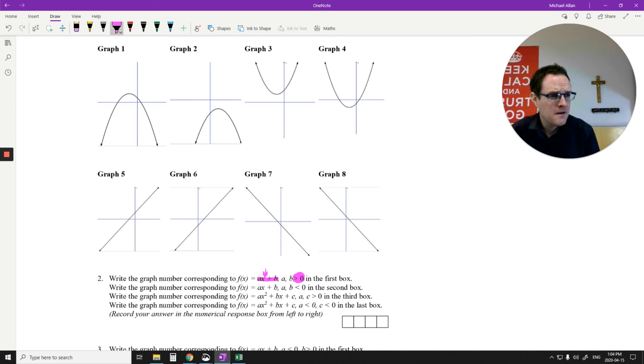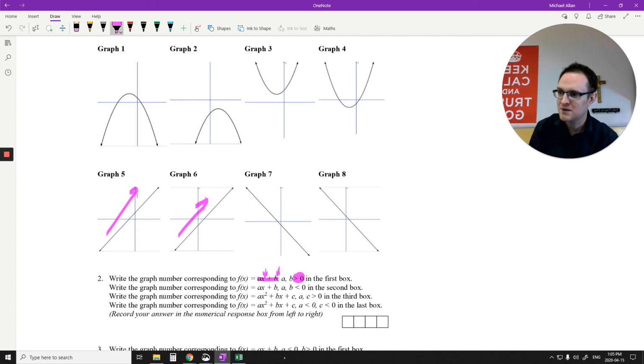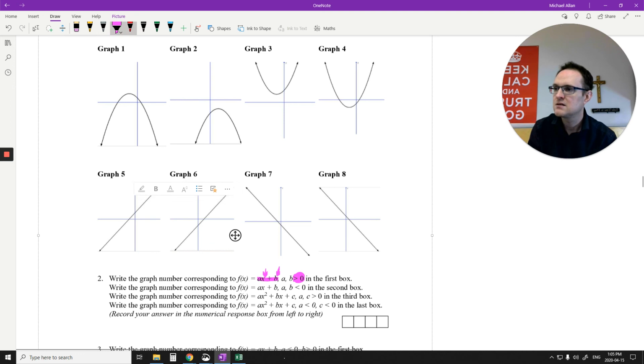I'm going to sneeze. Excuse me. Okay, so if my leading coefficient is greater than 0, that means I'm going to have this kind of slope. That's my positive slope. So it's got to be 5 or 6. And my b value, which is my constant term here, is greater than 0. So that means my y-intercept is also greater than 0, which is a positive number. So this is graph 5, right?